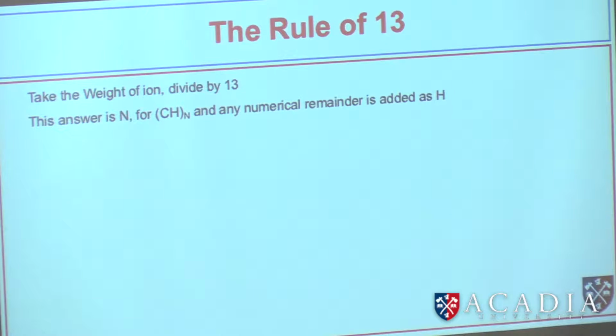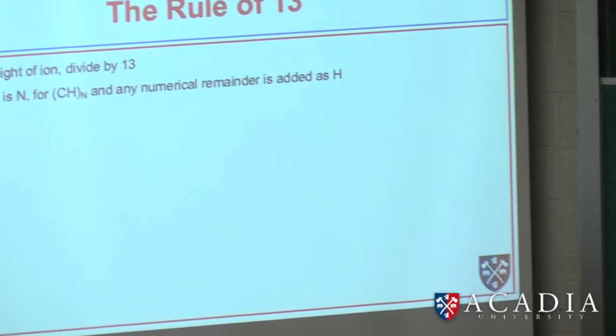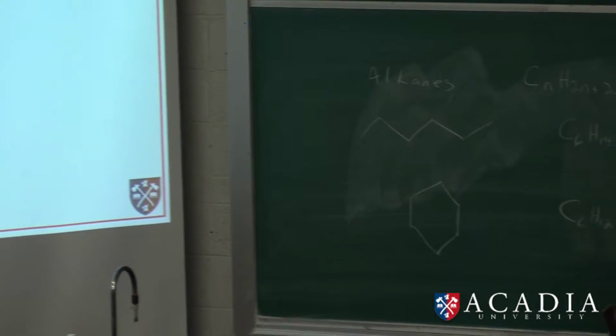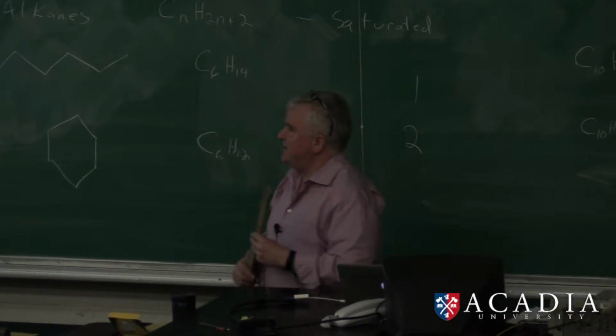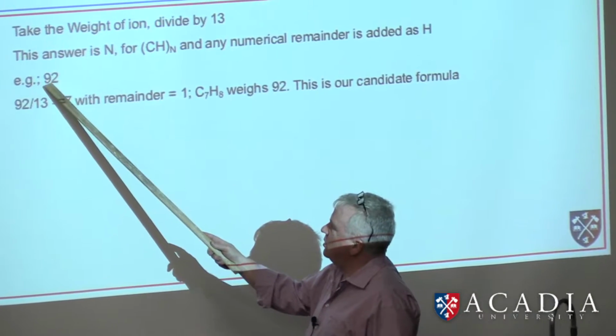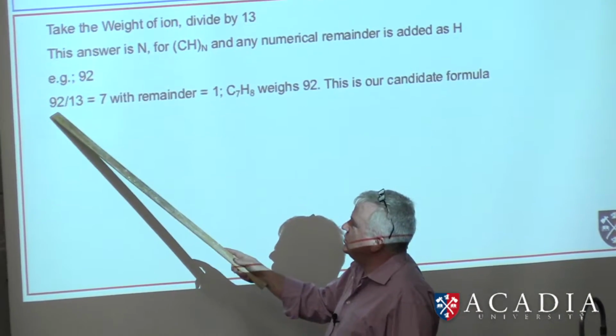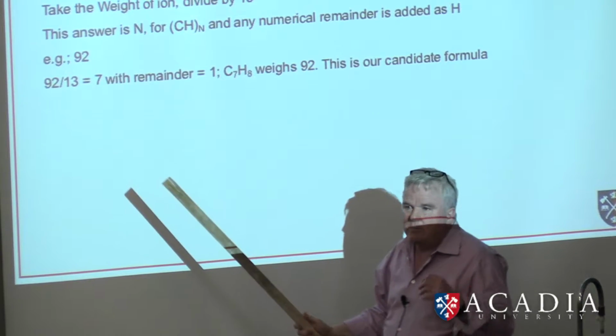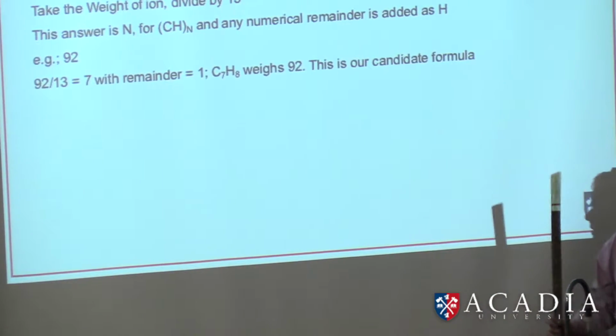Okay, so one of the things you're going to have to do, how many people can divide by 13 without a calculator? You might want to either bring your calculator or practice, but this is actually quite easy because we go old school division here. We get a molecular ion that gives us a molar mass. We divide it by 13. 92 divided by 13 is 7. The important thing here is not the decimal, but the remainder.